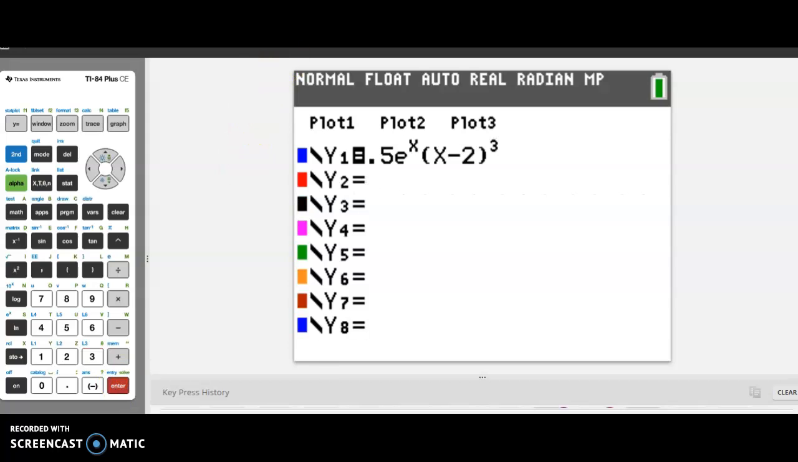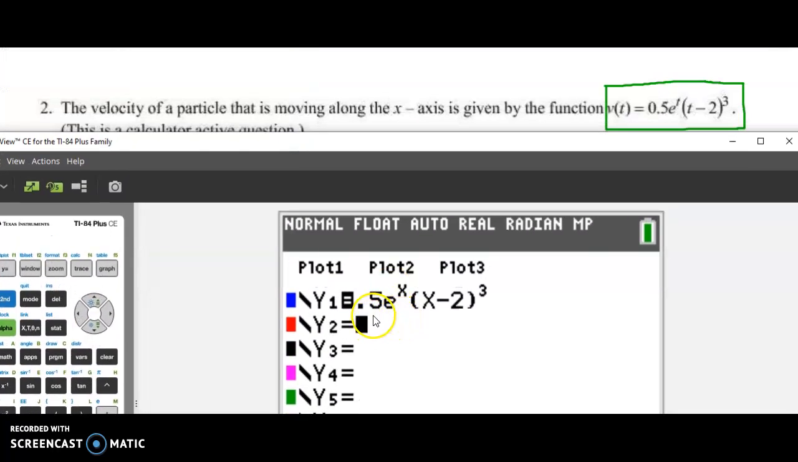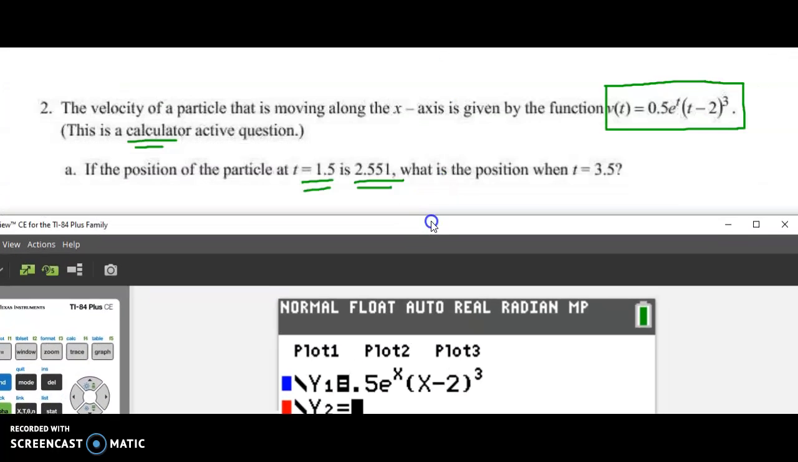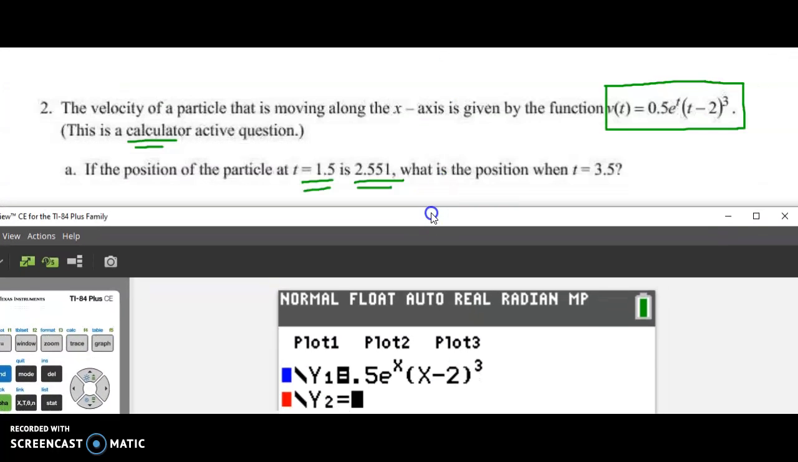And double check that you typed it in correctly, because if you typed this in incorrectly, like I almost did, who cares what else you would have done? You're going to get the wrong answer. So yeah, double check that that's good. So as we get to the first question, if the position of the particle at t equals 1.5 is 2.551, what is the position when t equals 3.5?